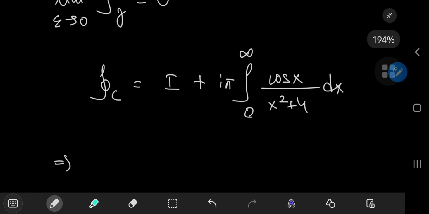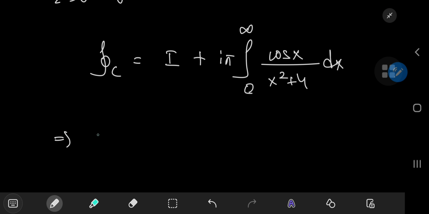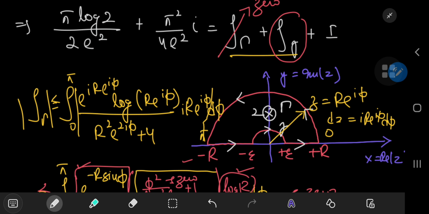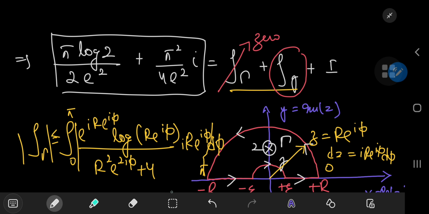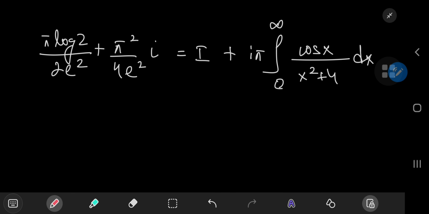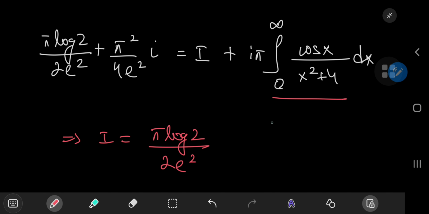Okay, cool. So this implies that, what did this evaluate to again? Again, I'm going to have to backtrack all of this stuff, so I'm just going to copy this down. And finally, we conclude that by equating real and imaginary parts, our target integral I equals pi times log 2 divided by twice of e squared. And this bonus integral of ours evaluates to pi by 4e squared, which is quite a nice result indeed.